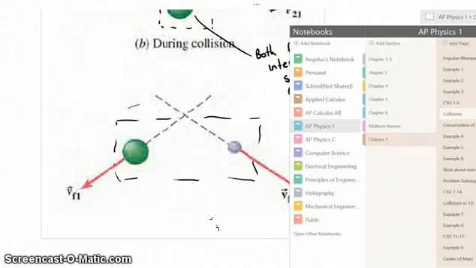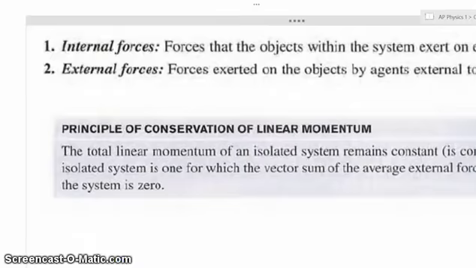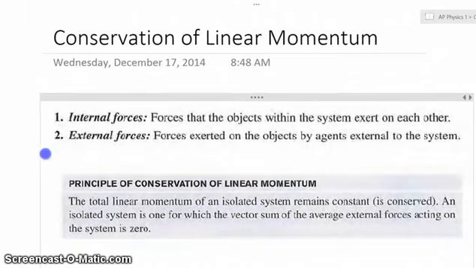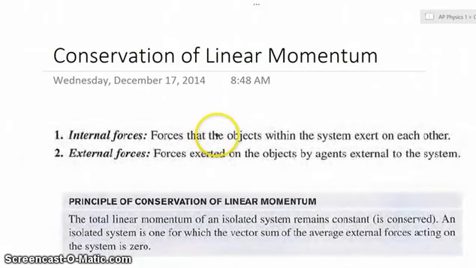So let's define conservation of momentum. What does it take for momentum to be conserved? So number one, internal forces. Forces that the objects within the system exert on each other. So we just saw that. If we have a system that's made up of multiple objects, when they collide with each other, they exert forces on each other that are action-reaction pairs by Newton's third law, and they're equal and opposite to each other. So those are defined as internal forces. They're internal to the system.